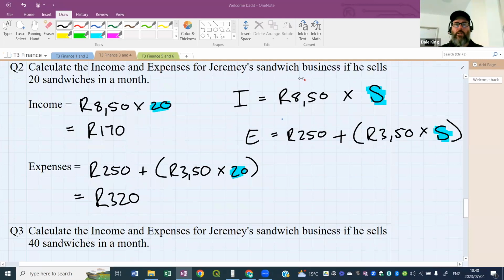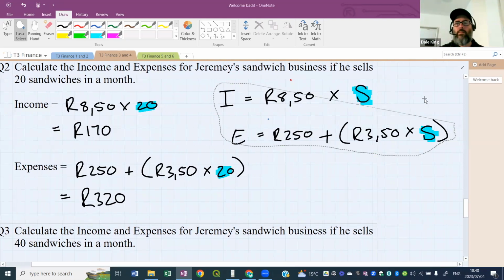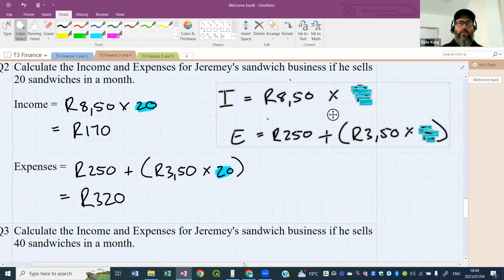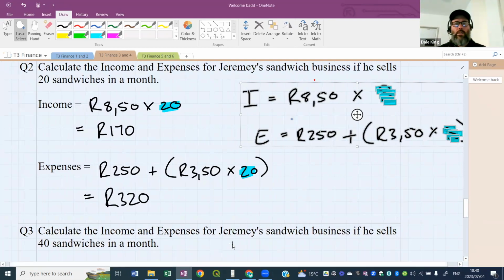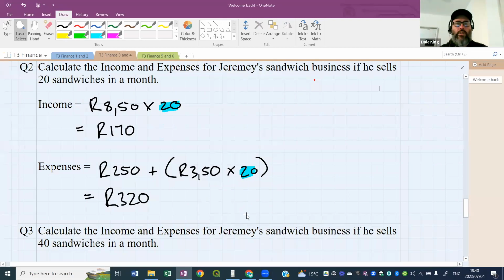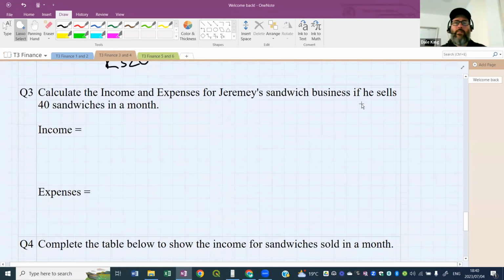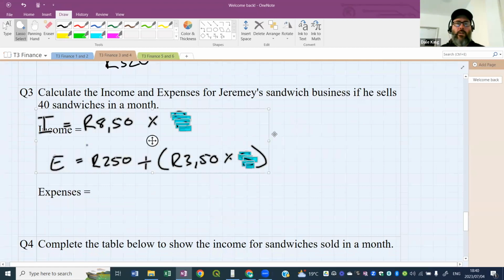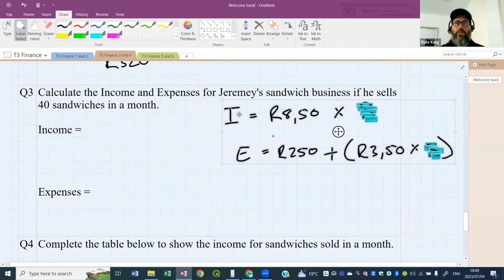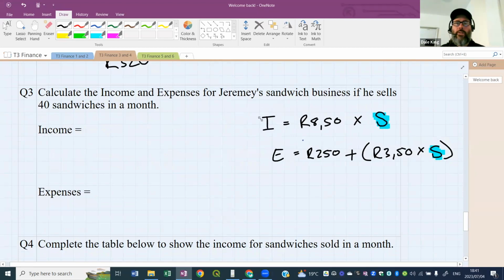Question 3. Calculate the income and expenses for 40 sandwiches, please. There's the next question. You guys do it. I'll give you 2 minutes. 40 sandwiches. I'll put the equation up here again. All right, there are the equations. I'll make it a bit smaller. Income and expenses for 40 sandwiches, please. All right, numbers are coming in.